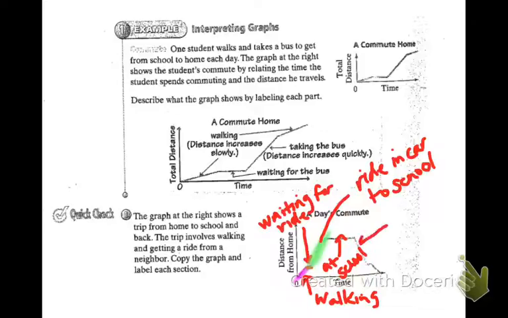The downhill is when you're riding in a car on your way home. Okay. The flat line is getting out of the car. And the not so steep part right here is just like the other one, where you are walking.